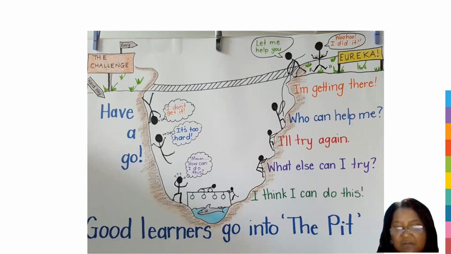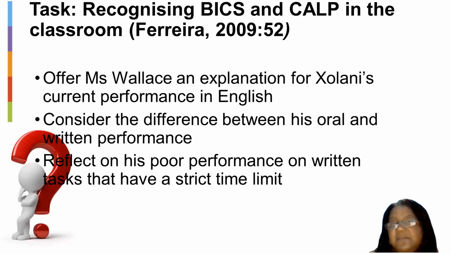So let's go further. So recognizing BICS and CALP, and you know what BICS is. BICS is Basic Interpersonal Communication Skills, and CALP is Cognitive Academic Language Proficiency in the classroom. And there they speak about Ferreira 2009, page 52. Offer Mrs. Wallace an explanation for Kulani's current performance in English.